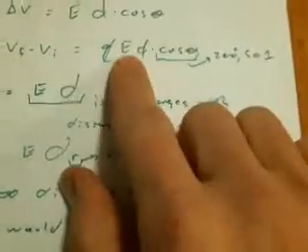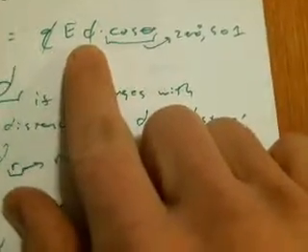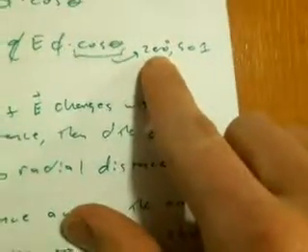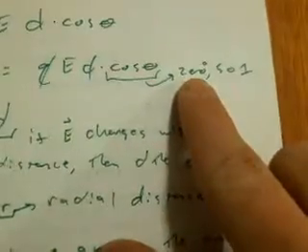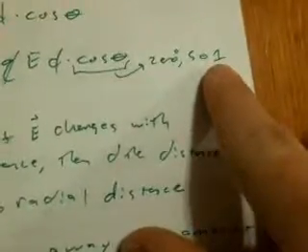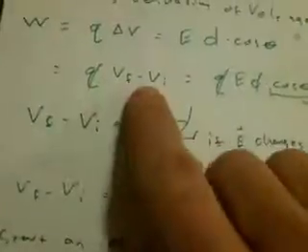Remember, the electric field and the distance that an object is being moved, they are in the same direction or the exact opposite direction, but the cosine of theta is either 0 degrees or 180 degrees. And so if it's 0 degrees, the cosine of 0 is 1, and so we'll take Ed and multiply it by 1, which means we just have Ed. So the Q delta V is Ed. Delta V, VF minus VI, is Ed.